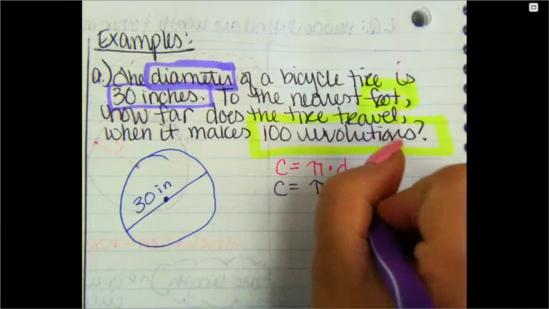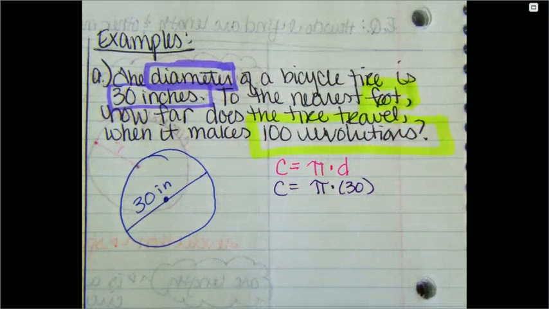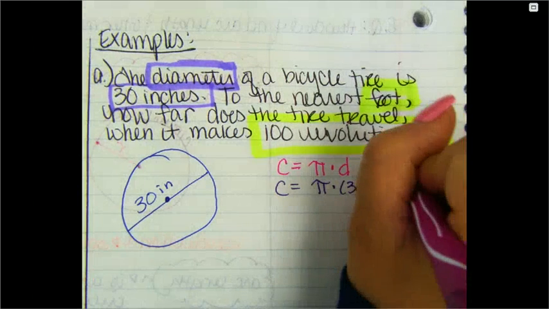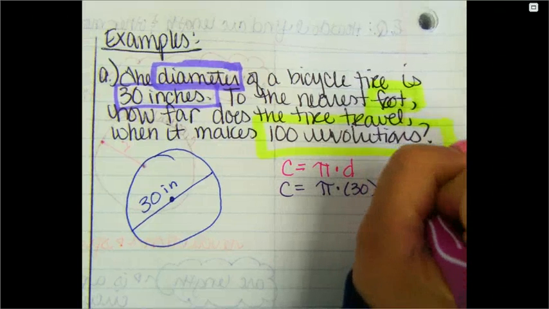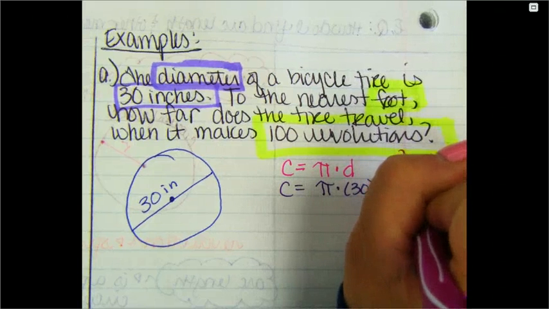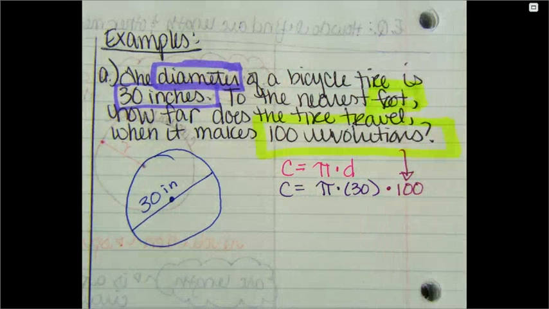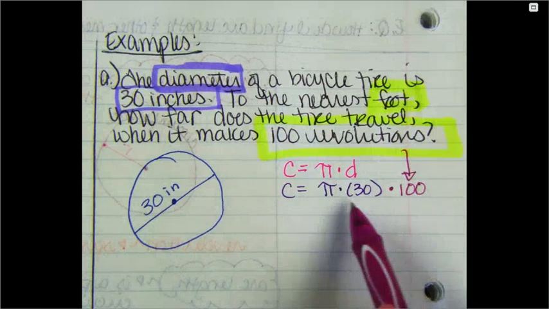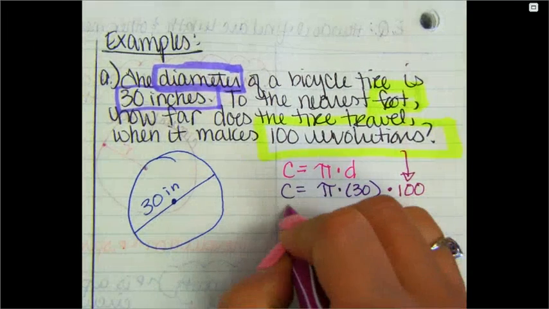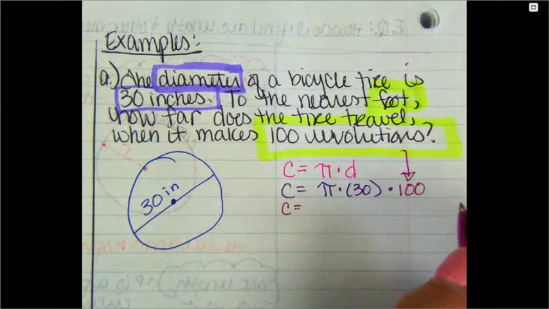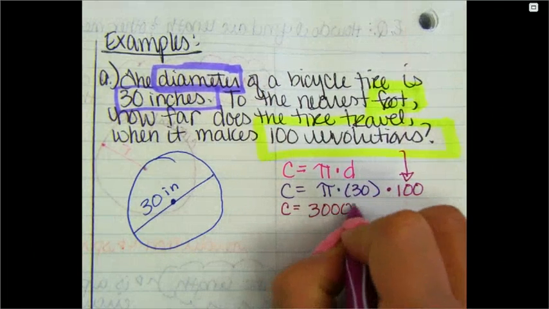Pi times 30. But wait, how many times was it turning? 100, so what can I not forget? I need the 100. Am I going to multiply it, add it, divide it? Why multiply? You're doing it 100 times. I don't want to add those, right? I want to multiply that. Okay, so 30 times 100. 3,000 times pi.